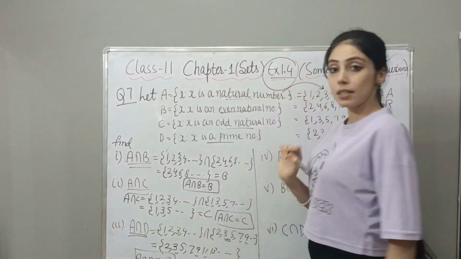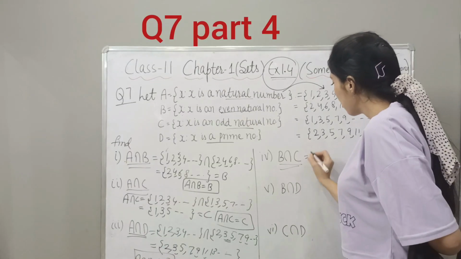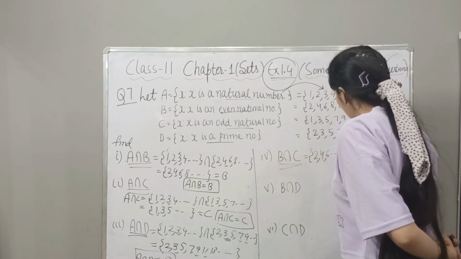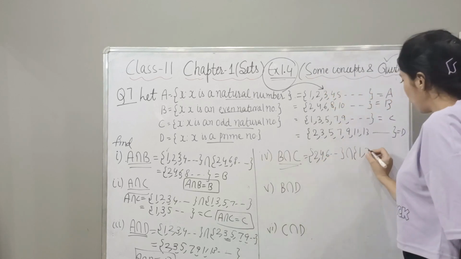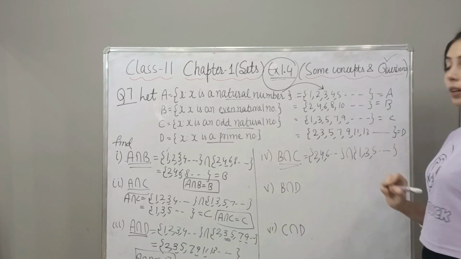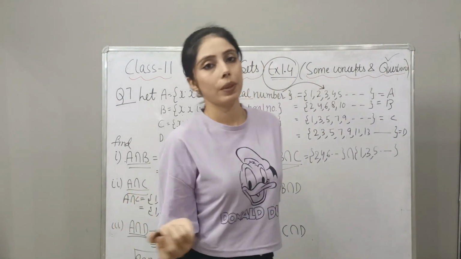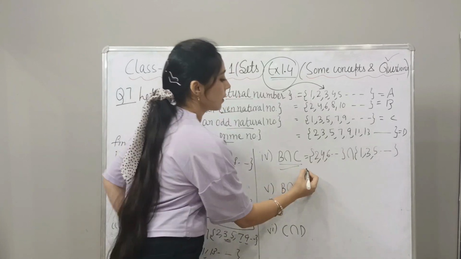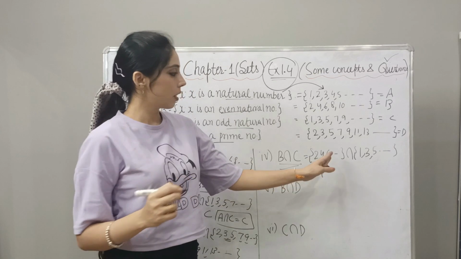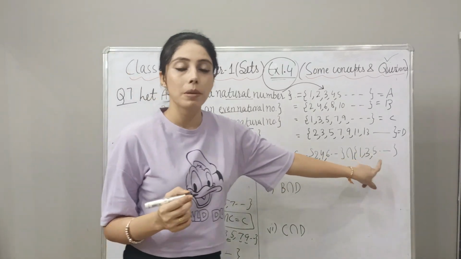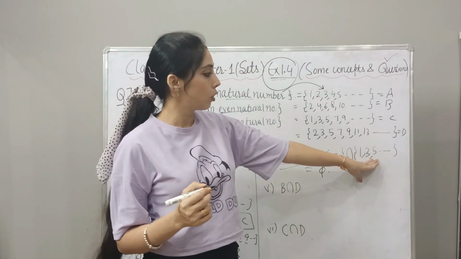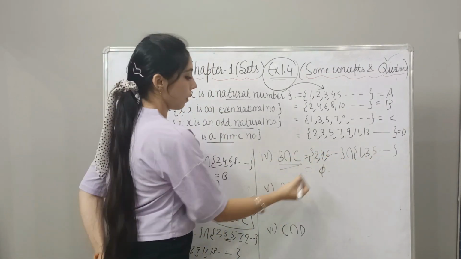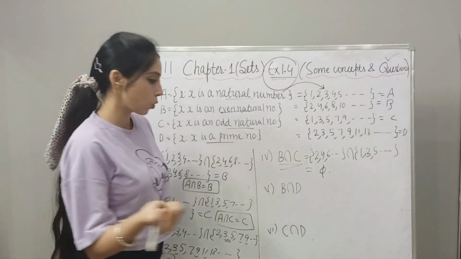Now we will discuss the fourth part, which is B intersection C. B is 2, 4, 6, all the even numbers, and C is all the odd numbers. So we all know that in the intersection we will get no element, because even numbers are 2, 4, 6, 8 and odd numbers are 1, 3, 5, 7, which are not multiples of 2. So in the intersection we will get no element, that means we will write the empty set. So B intersection C is equal to the empty set.